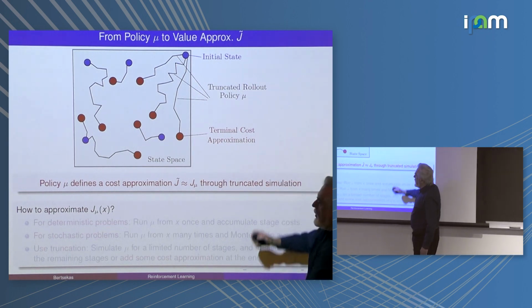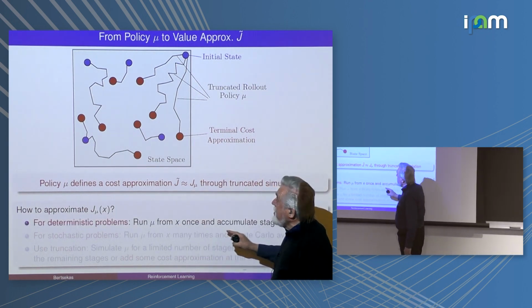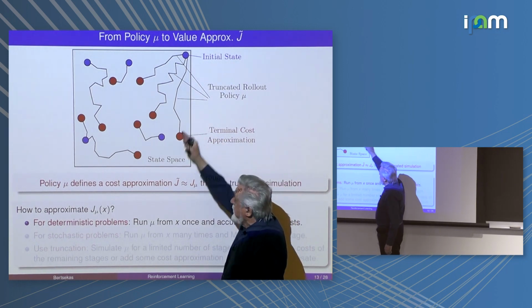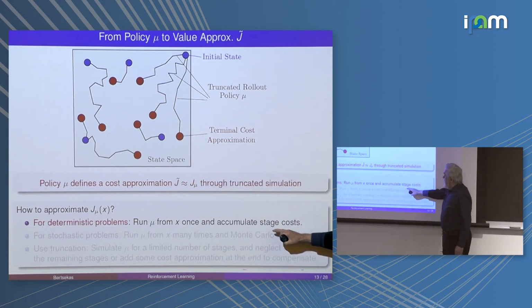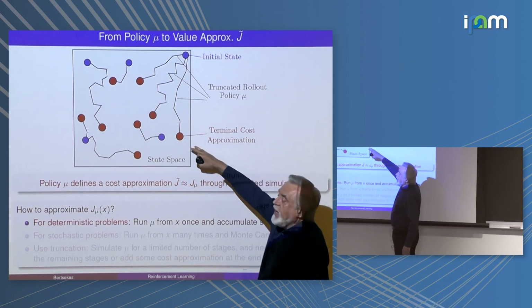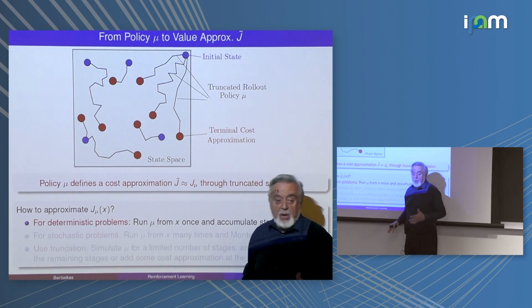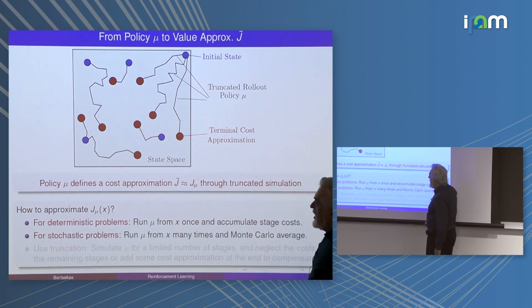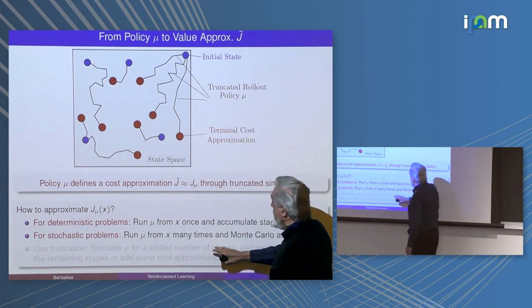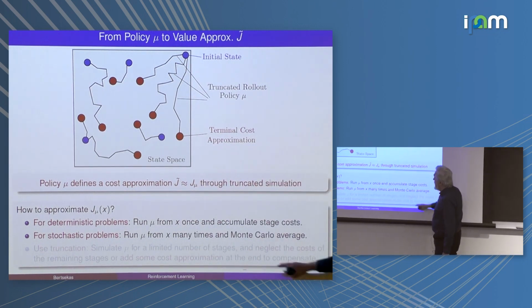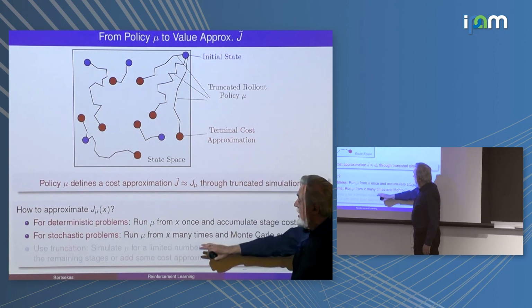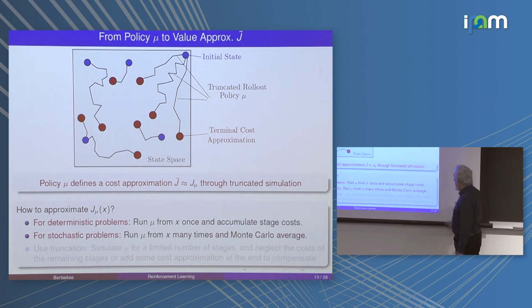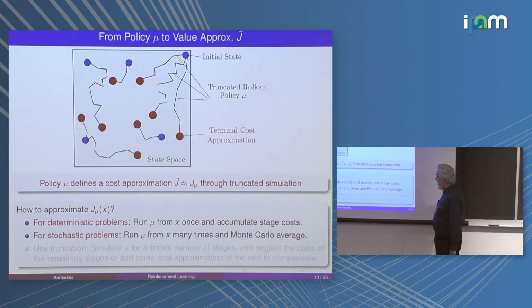So how do we do this approximation? Well, for deterministic problems, we just run the policy from an initial state once, only once, because the problem is deterministic. And we accumulate the stage costs, and perhaps we truncate them at some point. For example, we set the rest of the cost to 0 because in view of discounting, this cost may be negligible. For stochastic problems, you have to do Monte Carlo simulation and run the policy from a given state many times and obtain the Monte Carlo average.